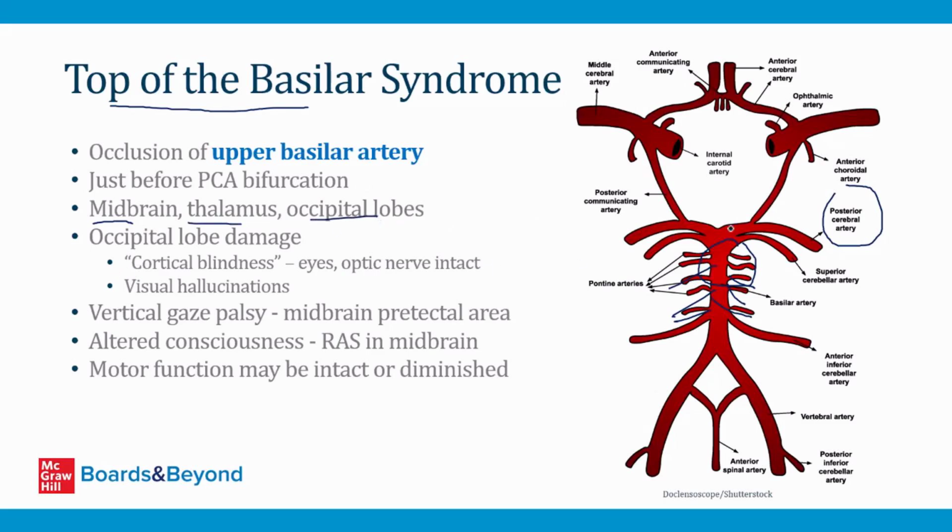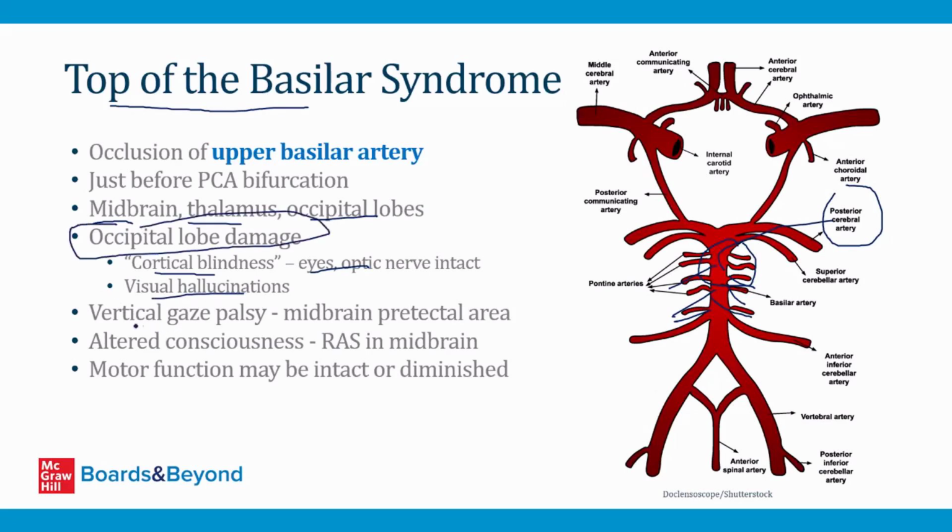And because of occipital lobe ischemia from decreased blood flow into the posterior cerebral artery, patients can develop what's known as cortical blindness. This is the term we use when patients' eyes and optic nerve are intact, but they are unable to see because of damage to the occipital cortex where the visual cortex is found. These patients can also have visual hallucinations. This is all related to occipital lobe damage.